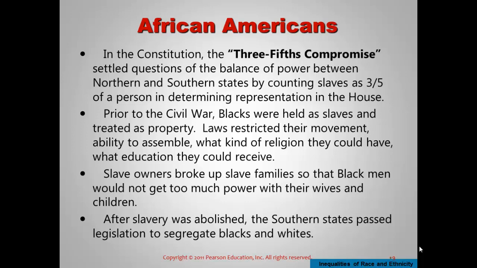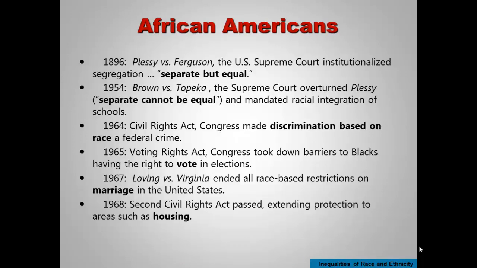Segregation, of course, continued to be legal in the South for well over 100 years after the end of the Civil War. And here are some of the legal steps that have been taken either against or on behalf of African Americans in particular in our society. The 1896 Supreme Court decision, Plessy versus Ferguson, institutionalized segregation. It said that segregation was okay as long as the facilities were equal. So that essentially made segregation legal in the United States.